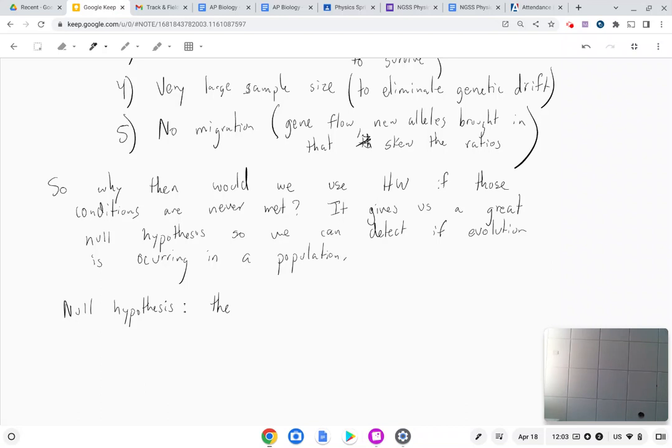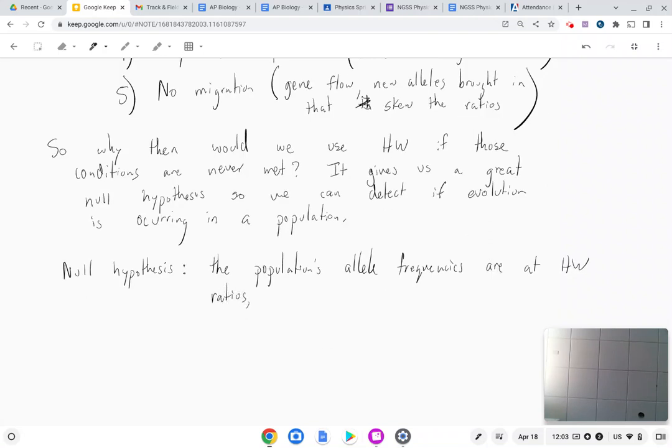So the null hypothesis would say this: the population's allele frequencies are at Hardy-Weinberg ratios, therefore no evolution is occurring. That's the null hypothesis. The alternative would be that evolution is occurring. By the way, students, this is always your null hypothesis. So any question you get on the test or during the lab, and you're like, shoot, what should I put for the null hypothesis? It's always this. It's always Hardy-Weinberg. Null hypothesis is Hardy-Weinberg ratios, right?